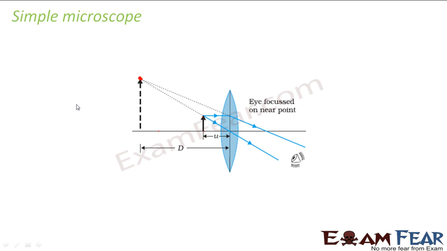So the simple microscope was nothing but a simple convex lens. If you have ever been to an astrologer, you would have seen that they have a magnifying glass, right? They call it a magnifying glass. They keep that glass on your palm and then they see the lines of your palm. That is nothing but a simple microscope. It is nothing but a simple convex lens which gives a magnified image of a close object.